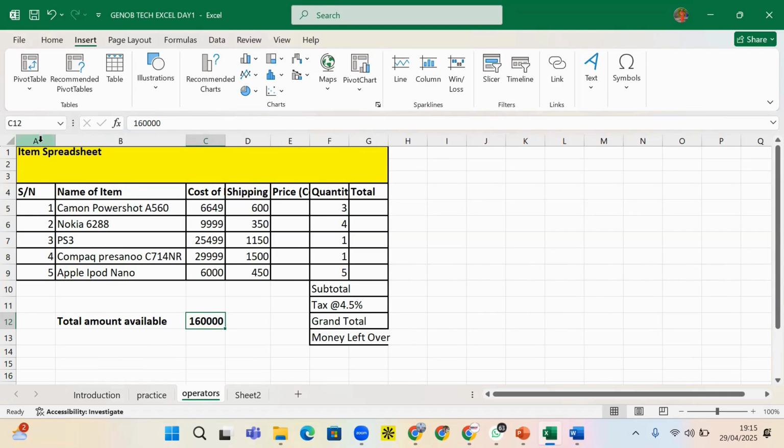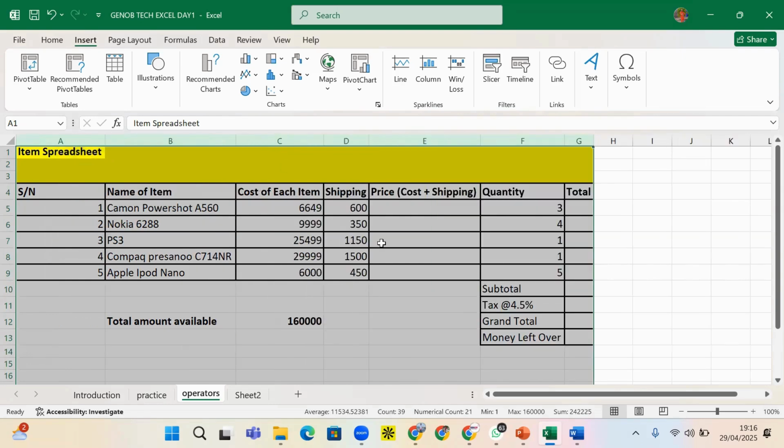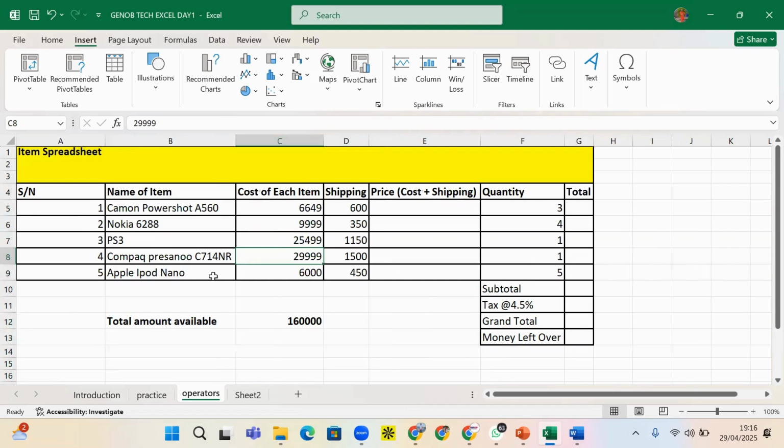For you to do that, you highlight the entire columns that contain the data. Then stand on any of the grid lines and double click. You see, our data is visible. We can see what we are looking for, and we can see our data complete, right?